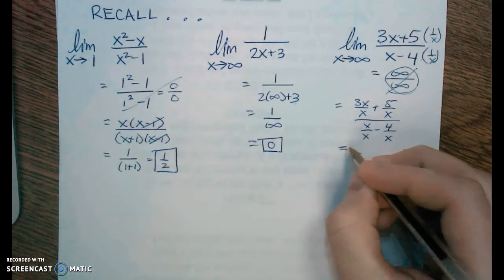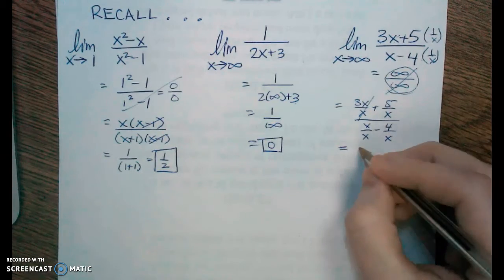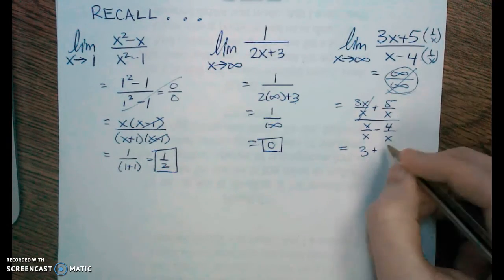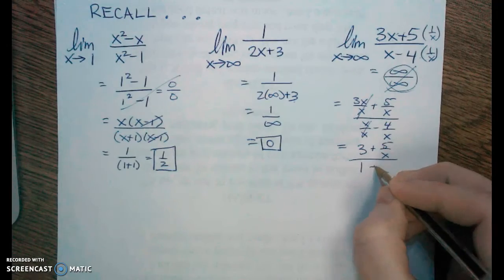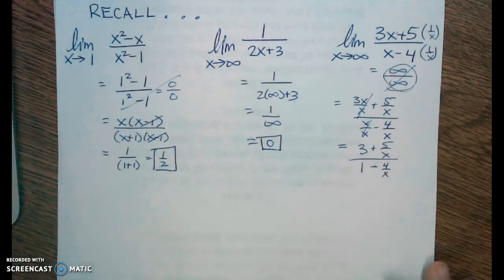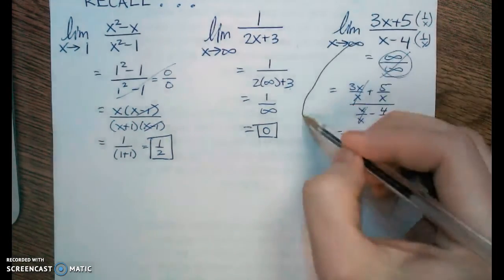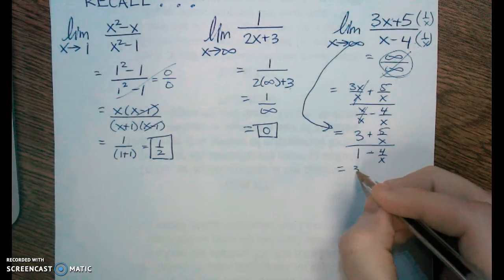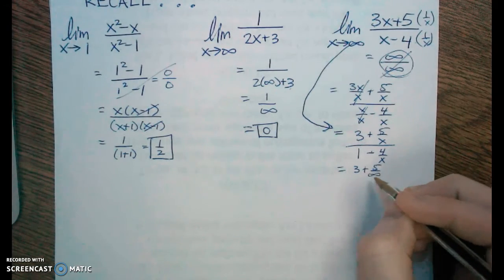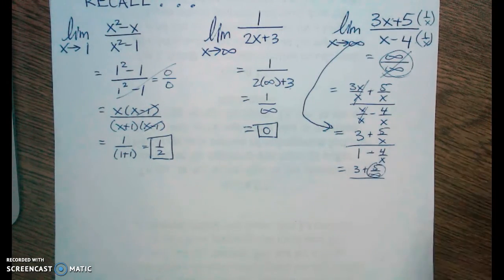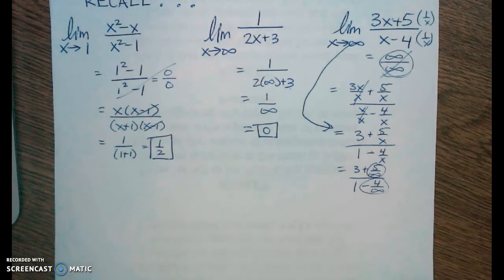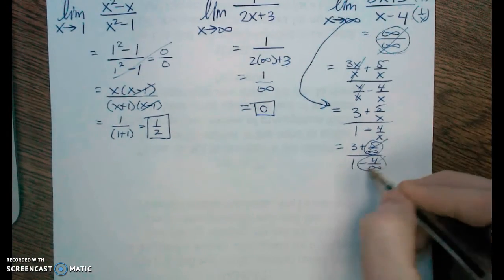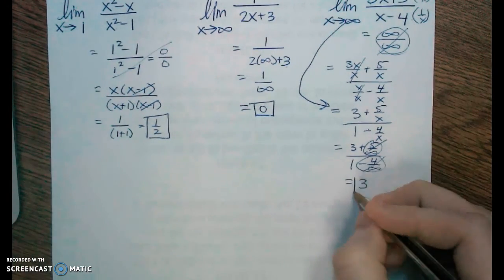Reduce it. So these x's will cancel, you get 3. The 5 over x stays. These x's reduce down to 1. 4 over x stays the same. And now we can plug in our infinity. So we have 3 plus 5 over infinity, which would be 0. And then 1 minus 4 over infinity, which would be 0. So we have 3 over 1. We get an answer of 3.